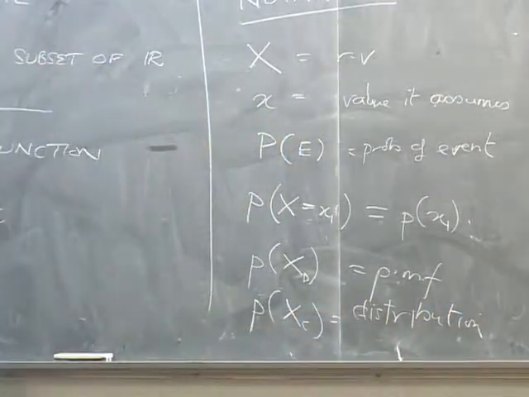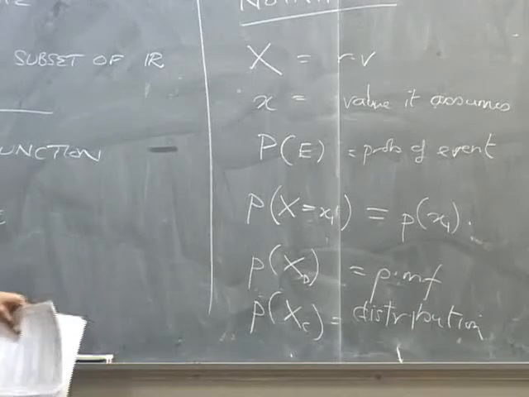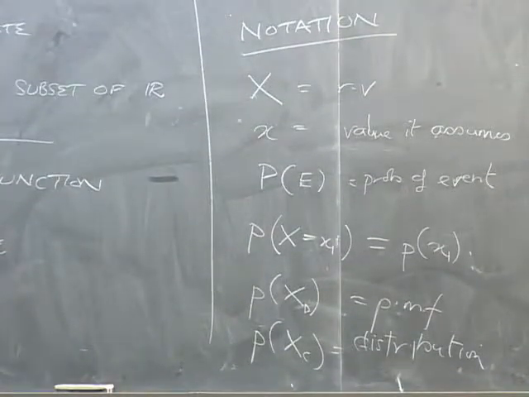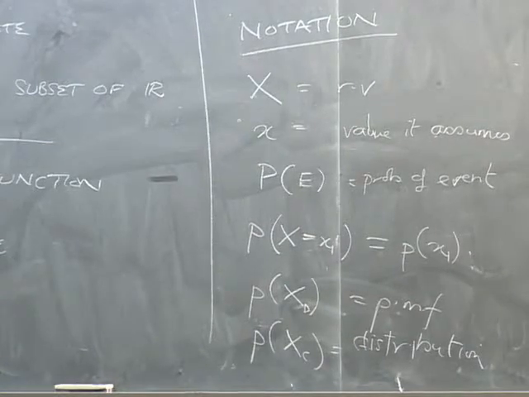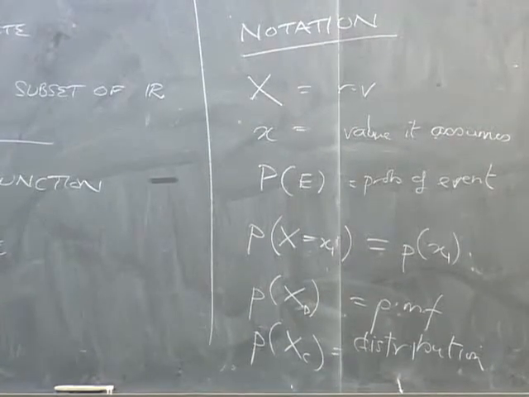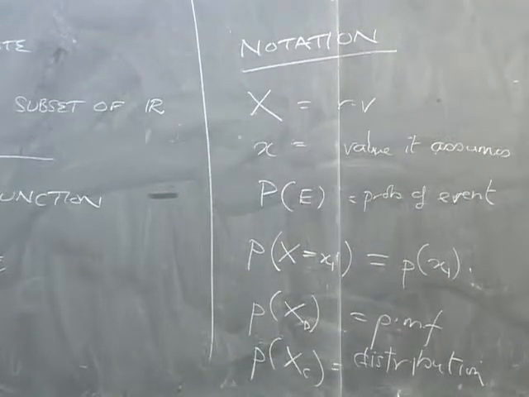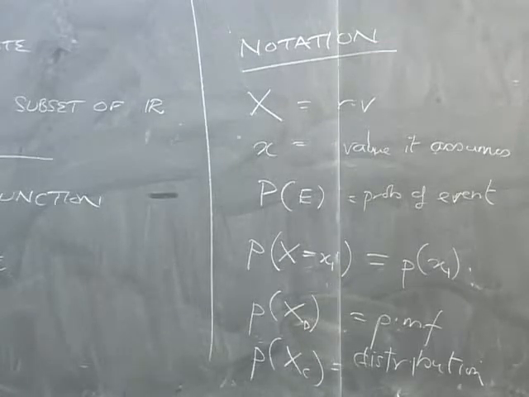So you've got to be very careful. Small p of capital X, or capital XD, is the mass function, whereas large P of capital X doesn't exist. Large P of capital X doesn't mean anything. Small p of small x means the value of the probability that the random variable capital X assumes the value small x. Okay, that's the meaning of that.